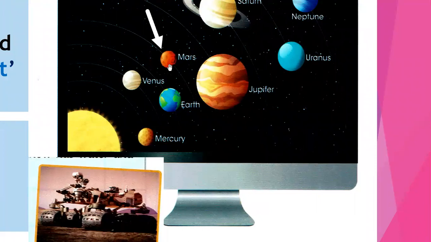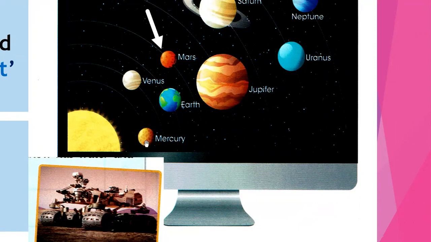It is smaller than both Venus and Earth. Scientists have sent robots to Mars to take pictures and to bring back soil and rocks. إذن العلماء أرسلوا روبوتات إلى كوكب المريخ لكي يجلبوا معهم تربة، يعني الرمال الموجودة على الكوكب، وكذلك يجلبوا الصخور.